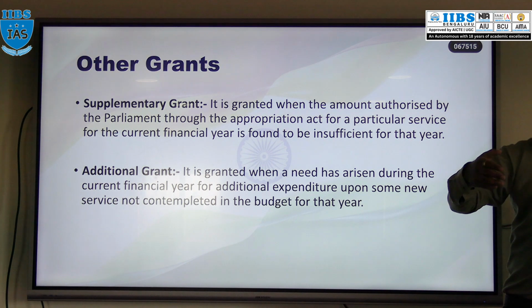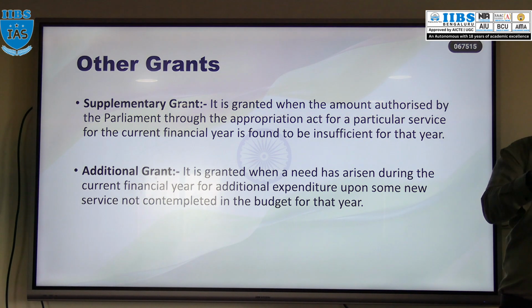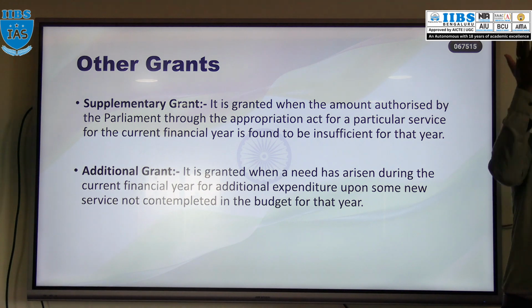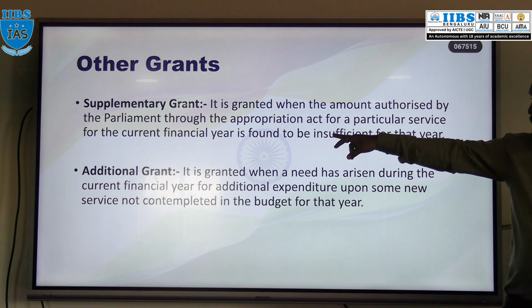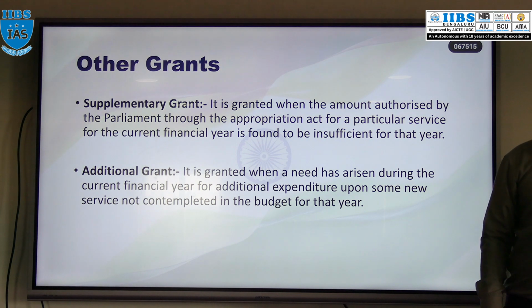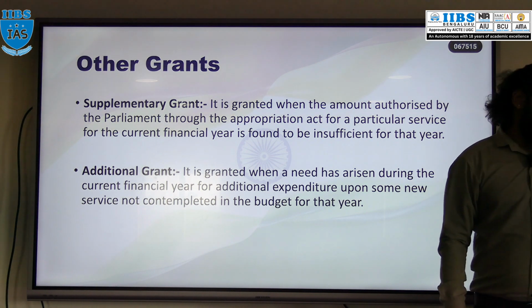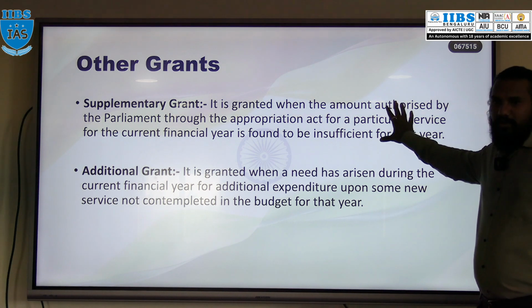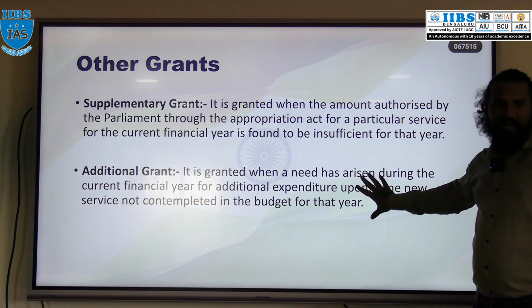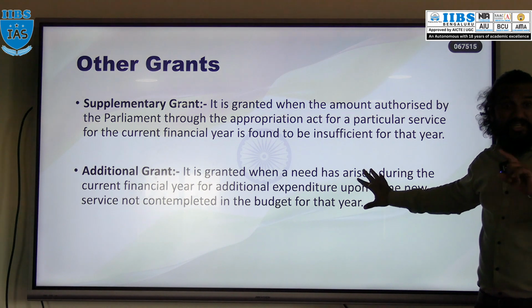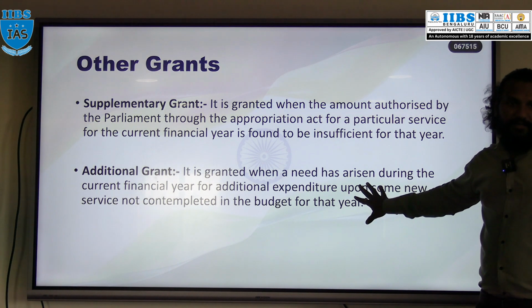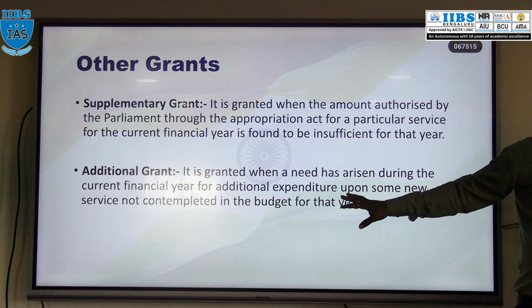Certain things are there which the minister thought would be sufficient, but suddenly one additional service is added, so expenditure will increase. To meet that expenditure, the House will give this additional grant to the minister. Here the amount is insufficient. Here a new service is added, unexpectedly, which is not mentioned in the budget. So this is the difference.